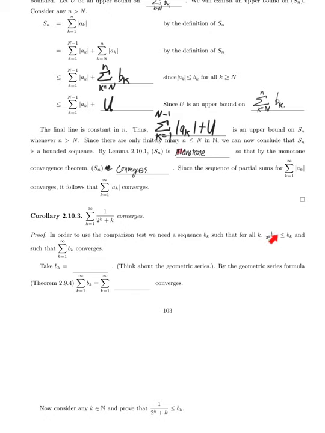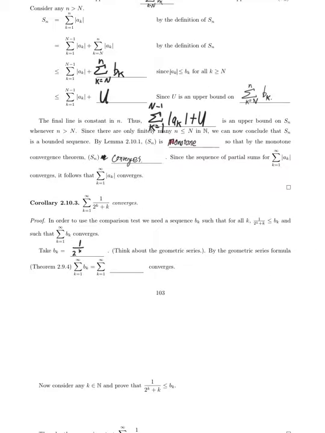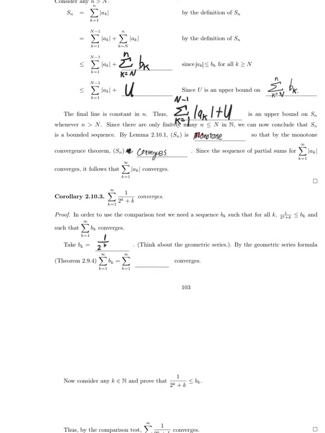That would be a geometric series. I know geometric series converge. So let's take bk to be 1 over 2 to the k. Then by the geometric series formula, the sum of bk's, the same as the sum of a bunch of 1 over 2 to the k's, converges. And you might say, well, I even know where it converges. I don't care. There is a formula for that series, but it won't be relevant.